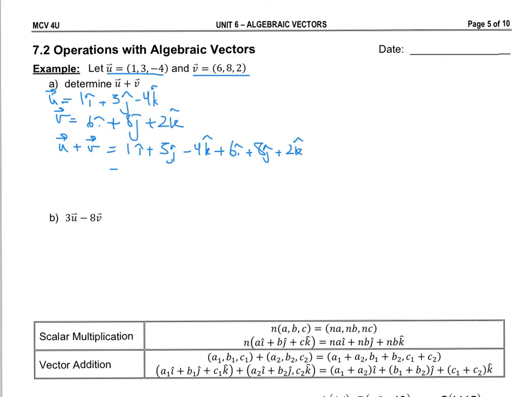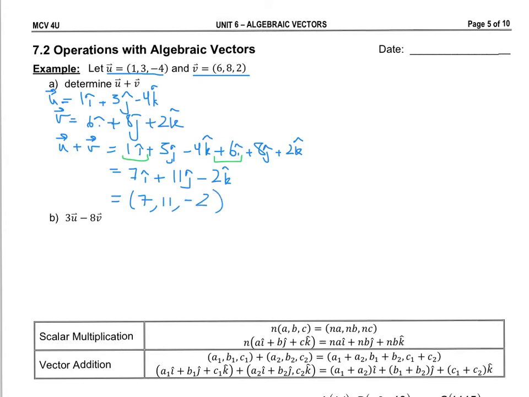And when we put those together, it's like collecting like terms here. We have 1i hat, and then we're adding 6 more i hats. So we're heading in the x direction, 1 unit and then 6 more units. So altogether we've gone 7 units along the x. And then the j's, we have the 3 plus the 8, that would be 11j hat. And then a minus 4 and plus 2 would be minus 2k hat. Turning that back into the ordered triple, we're going to have 7, 11, negative 2.